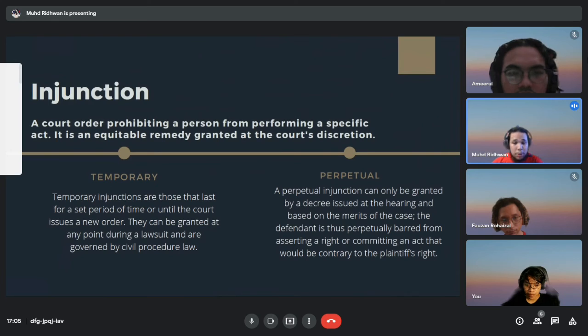Second one is perpetual. A perpetual injunction can only be granted by a decree issued at the hearing and based on the merits of the case. For example, the defendant is thus perpetually barred from asserting a right or committing an act that would be contrary to the plaintiff's right.